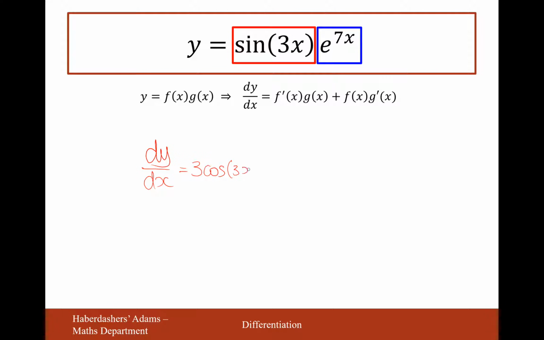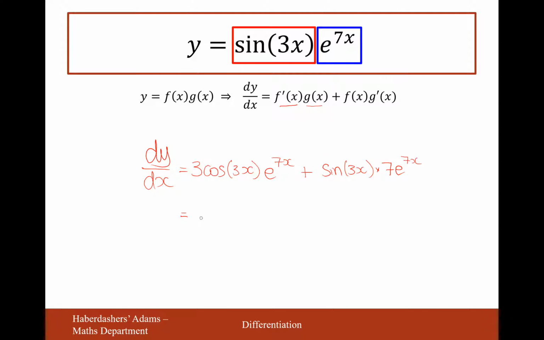And hopefully you've got familiar with, if there's a scale factor on the inside, when you differentiate, the scale factor gets moved to the front and kept inside the function as well. So that's that part differentiated. We've done that part now. So multiply it by the e to the 7x function. And we've differentiated one of them, kept the other one the same. Now we'll do it the other way around. Sine 3x is the same, and e to the 7x differentiates to 7e to the 7x.